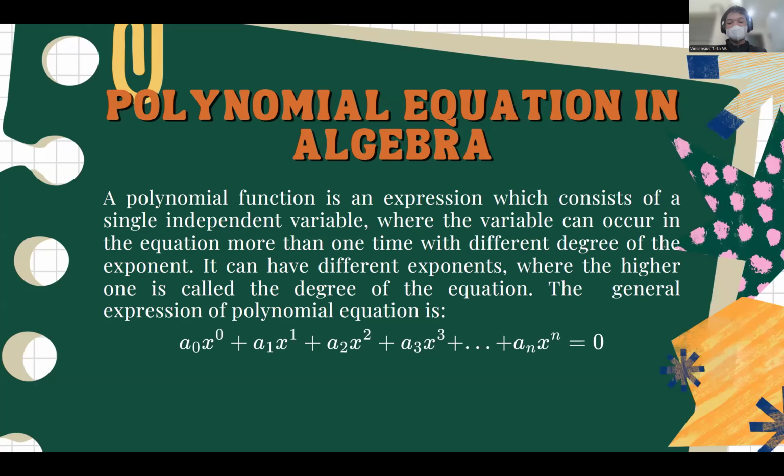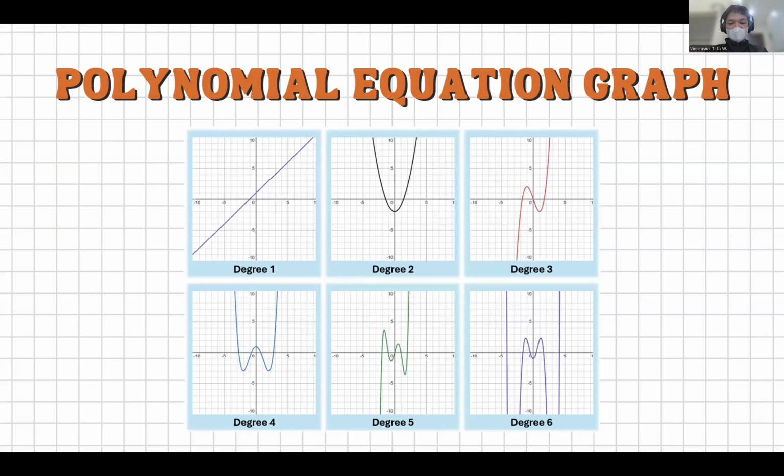Next slide, please. Okay, so this is an example of a polynomial equation graph. As you can see, the degree 1 polynomial is a straight line, the degree 2 is a parabola. Then the degree 3 is a combination of two parabolas going in two directions, upside and downside, and more.